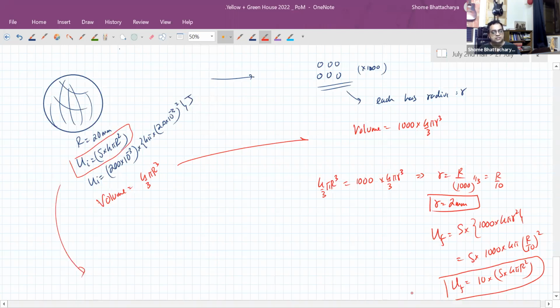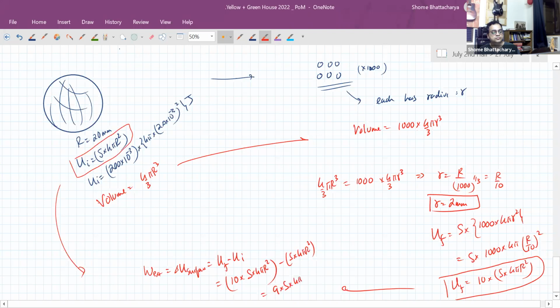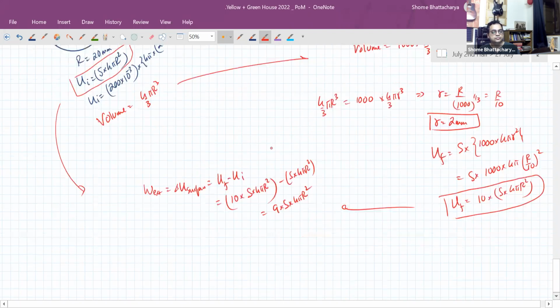So now connect this and this, and you'll see this is the difference in surface energy. So it's... and now we can calculate this value.